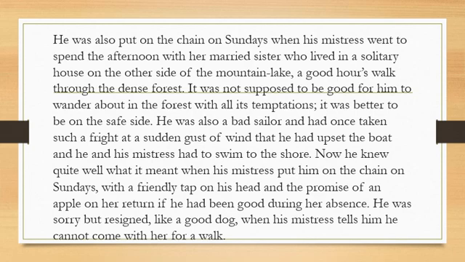Here the author is saying that he was also a bad sailor and had once taken such a fright at a sudden gust of wind that he had upset the boat, and he and his mistress had to swim to the shore. Basically, with his weight the boat got upset. It went up and down, and they fell from the boat and had to swim to the shore, and he is not a good swimmer. From that time the mistress never took him along to her sister's house, and she used to chain him. She always promised him that when she returned in the evening, she would give him an apple.